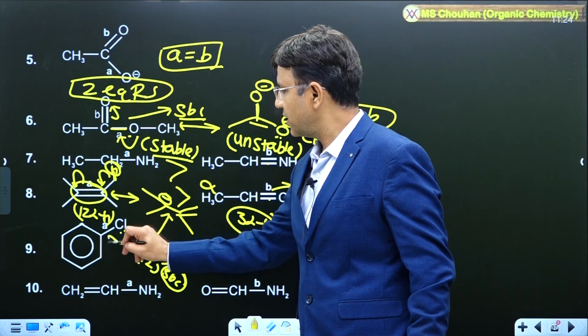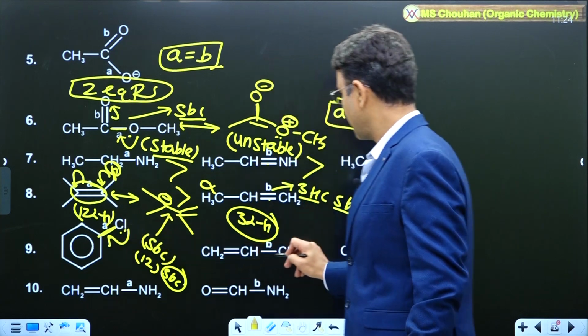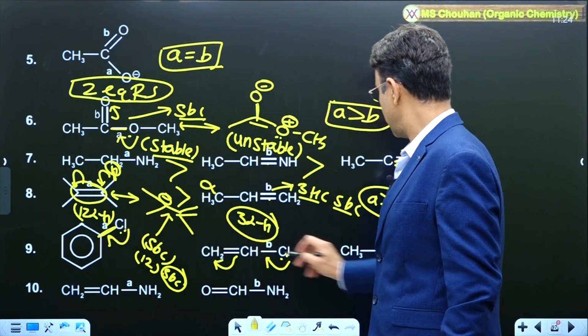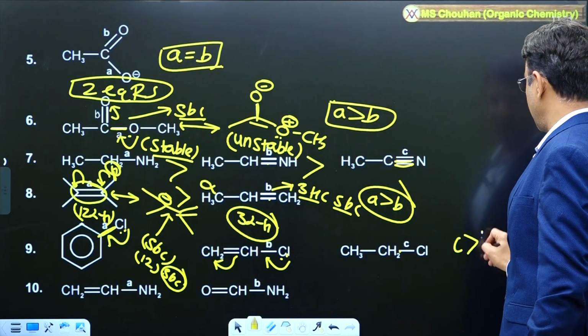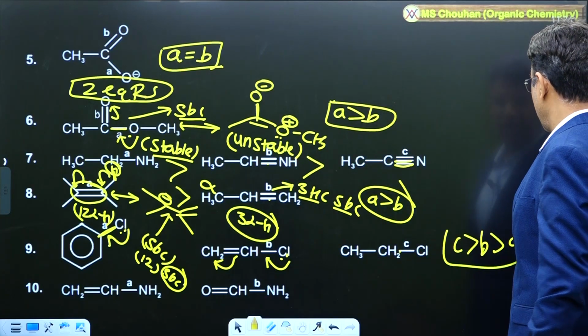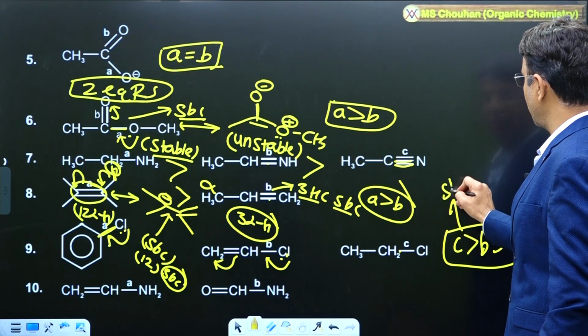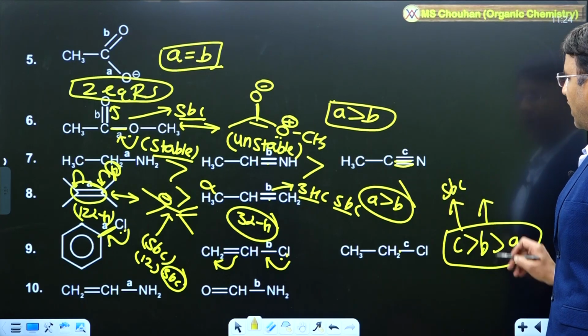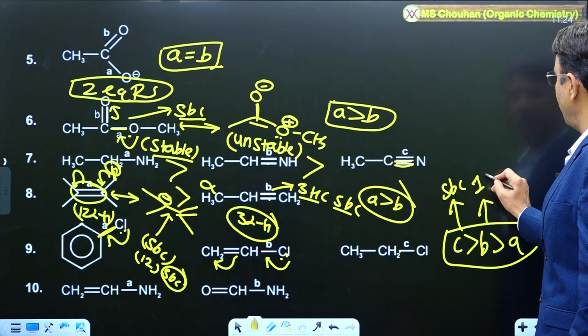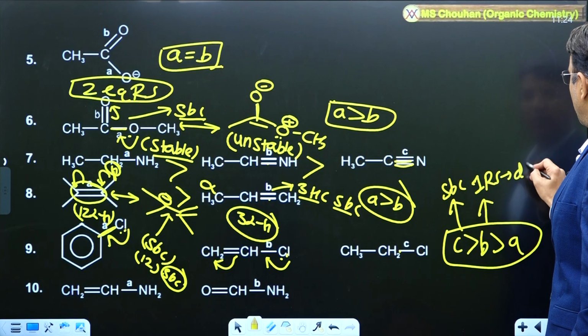More RS has double bond character. One RS has double bond character. No double bond character. C is greater than B is greater than A. Why is C highest? Because of only single bond character. While in B, we can say that only one RS has double bond character.